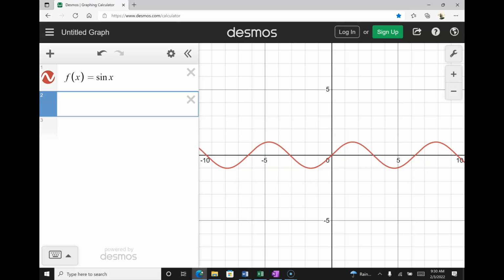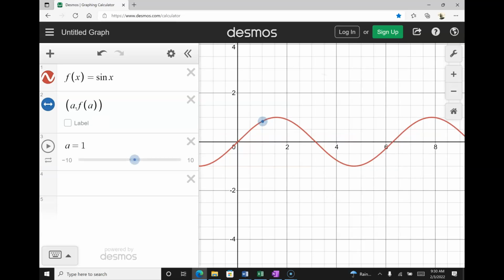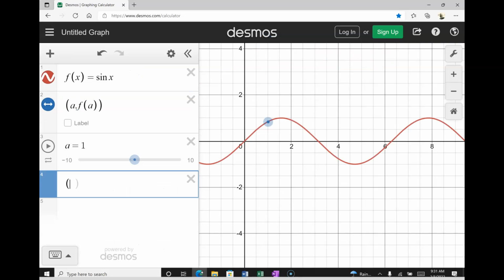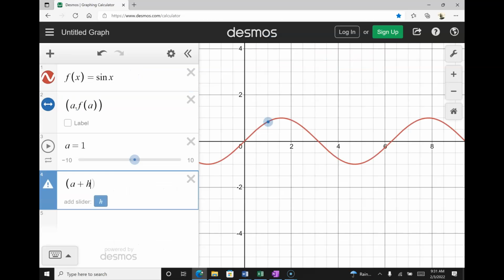I want to create a dynamic tangent line on here, right? This is one of the assignments I asked you to do Tuesday, but I'm going to do it again now. And I'm going to pick 2 arbitrary points on here, right? So a comma f of a. So there's my first point, yes? And I want to create some point later, okay? Some point to the right. And I'm going to do that with a plus h, right? So I'm creating another point here, a plus h, comma, f of a plus h.